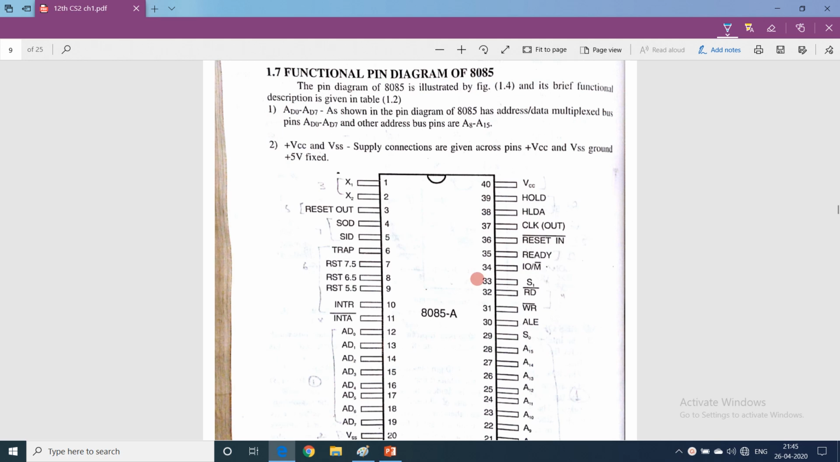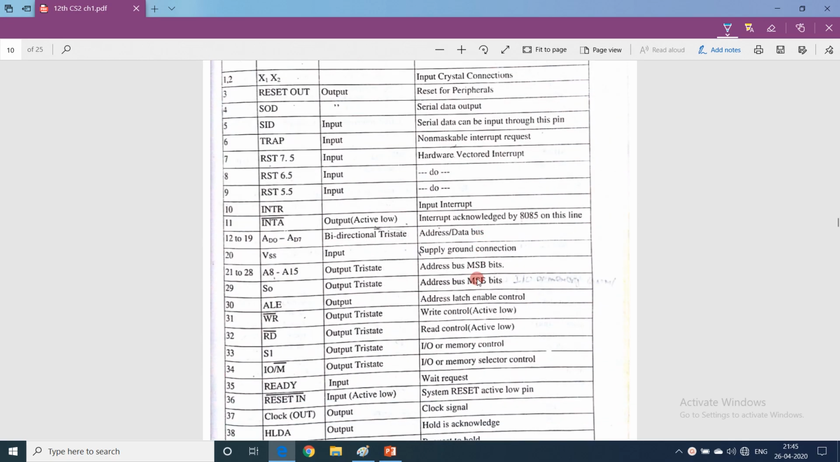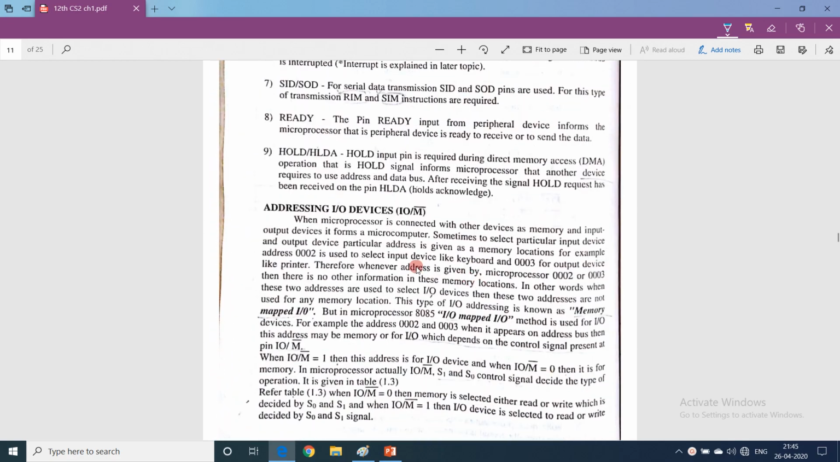Hello students. In the previous lecture we discussed the pin diagram of 8085. We studied all the pins. Today we have to start with addressing input output devices: how we can address the input device or output device which is connected to the processor.